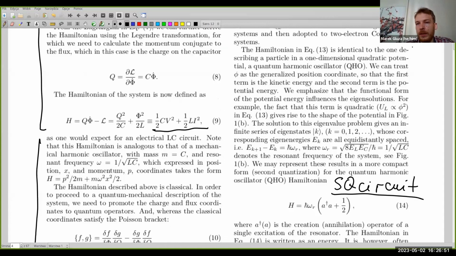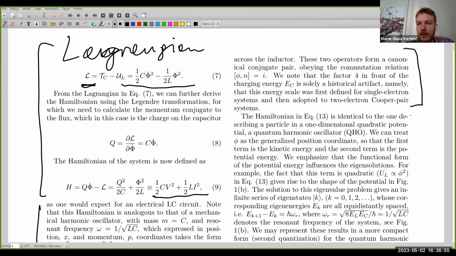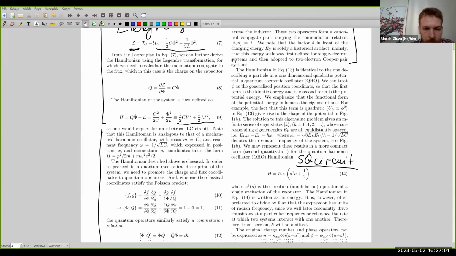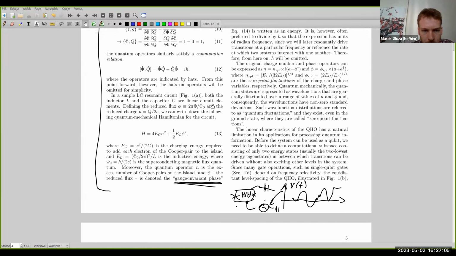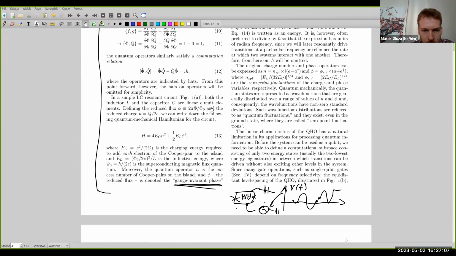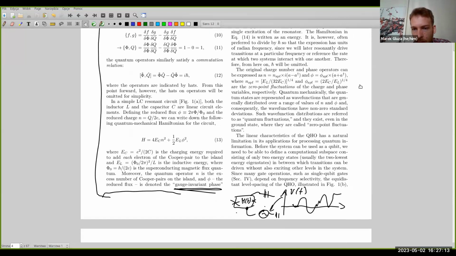Okay, at some point the discussion is ending. No, I think this is doing more than just discussing this. So Cooper pairs we still have here, but those Cooper pairs will be important later.